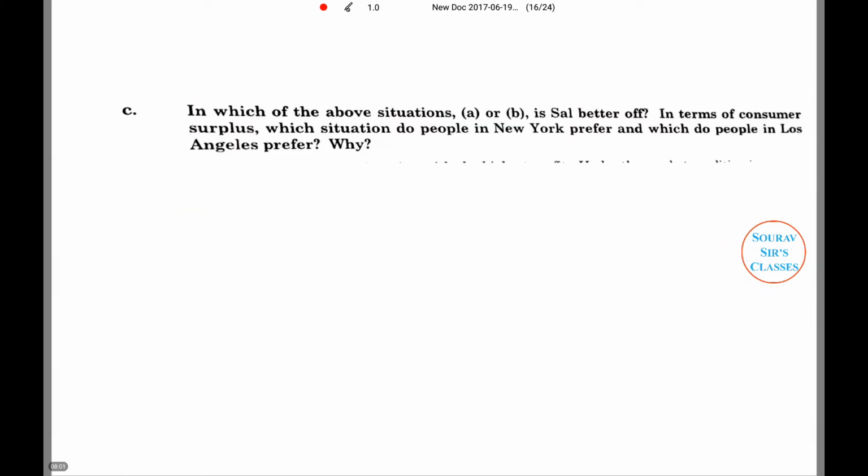Now in this question we are to analyze both the situations that we had seen above, that is A and B, and we need to figure out in which condition Sal was better off. In terms of consumer surplus, which situation will New York prefer and which will Los Angeles prefer, and why? Sal is better off in the situation with the highest profit.